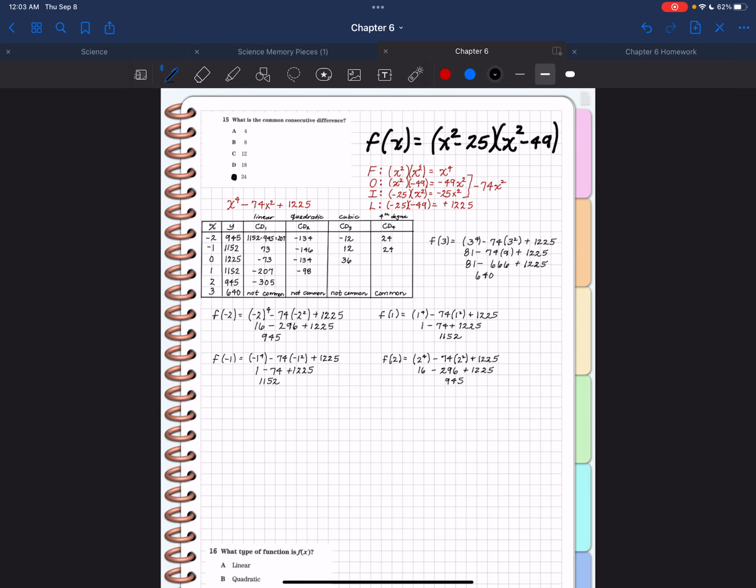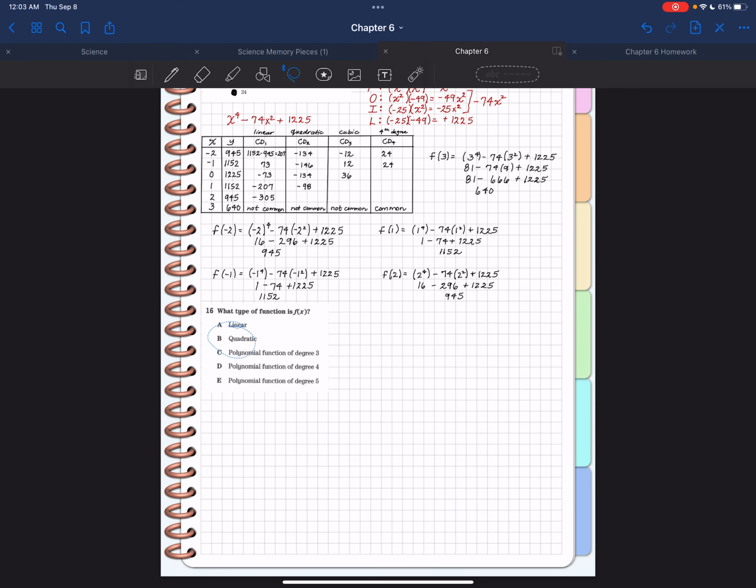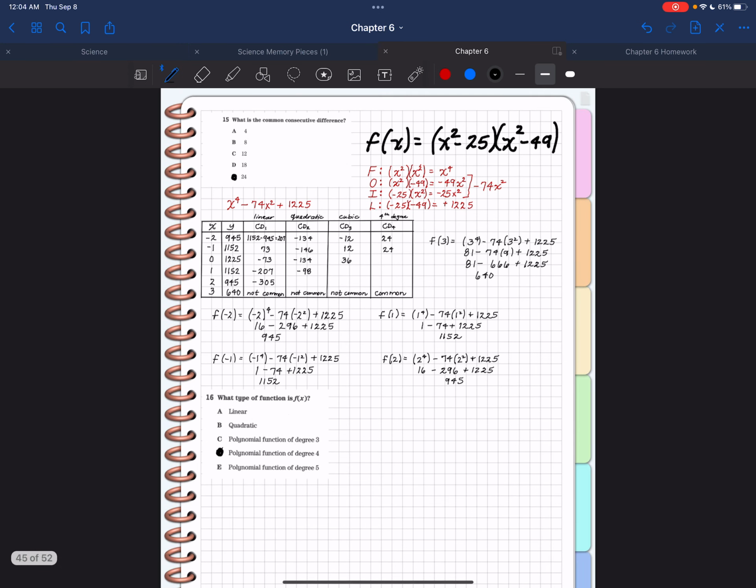Okay. Number 16. What type of function is f of x? It is a polynomial function of degree 4. So number 16 is D. Number 15 was E. E and then D.